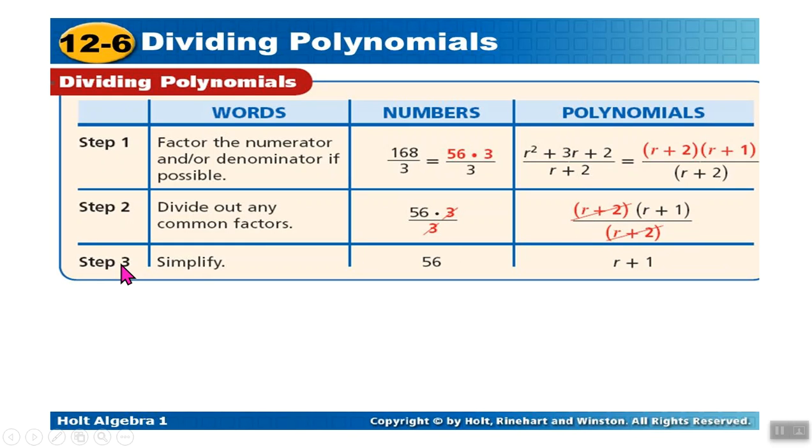Then step number 3, simplify. What do we have after we cut? In this numerical example, we have only 56, which is the answer of the division. And here we have only r plus 1 in the numerator, and in the denominator we have 1, so no need to write it. This is how we will plan for our lesson.